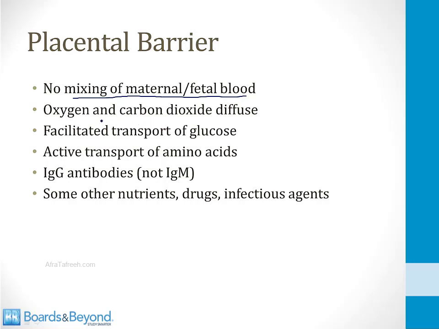Oxygen and carbon dioxide can freely diffuse in and out of the maternal blood and through the trophoblast tissue. There's facilitated transport of glucose. That's how the baby gets glucose. There's also active transport of amino acids. IgG antibodies from the mother can cross the placenta, but not IgM. And then other nutrients, drugs, and infectious agents can potentially cross.